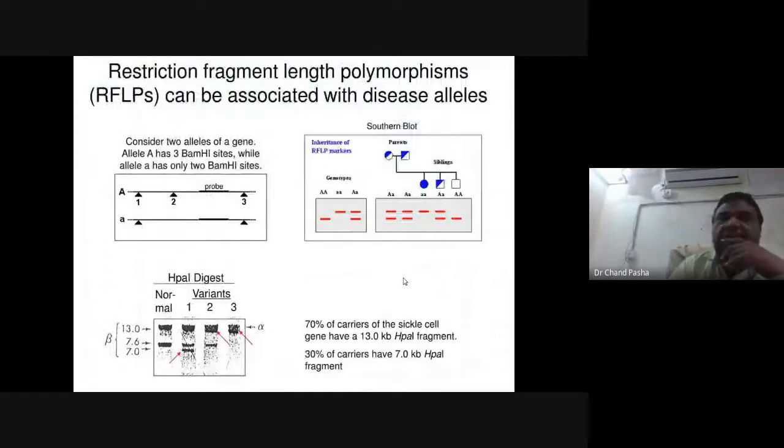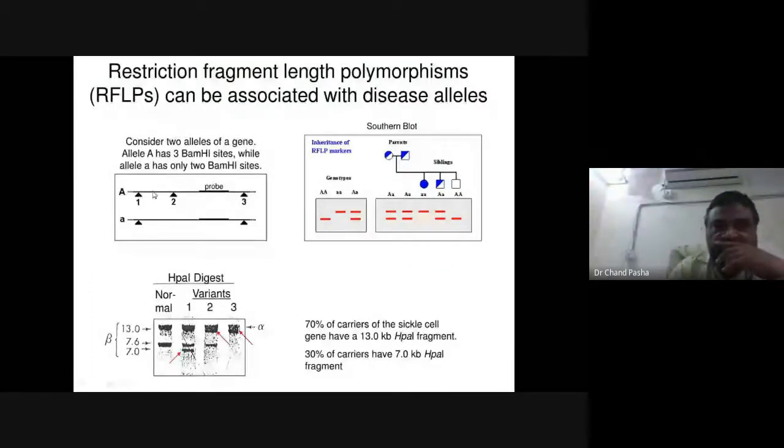See, this is the wild variety, and here the restriction enzyme BamH1 cuts here, here, and here. So if it is cutting here, here, and here, you are getting two fragments. And here I am using the probe, so the radio labeled fragment is going to be the larger fragment. Here, this is going to be this much fragment.